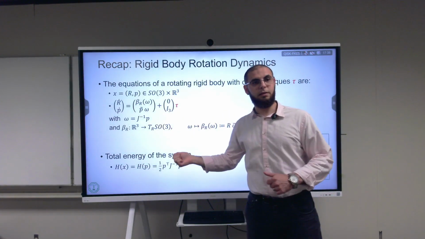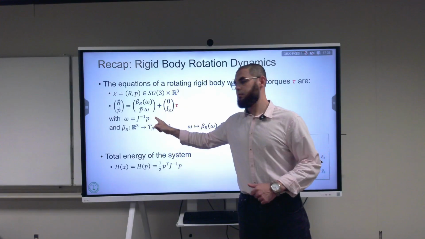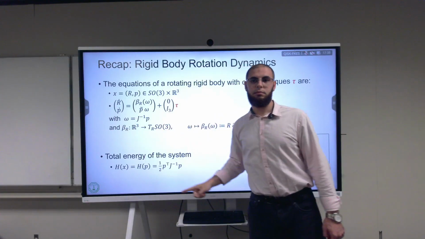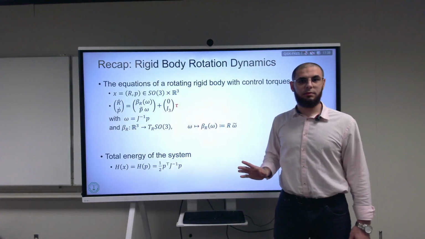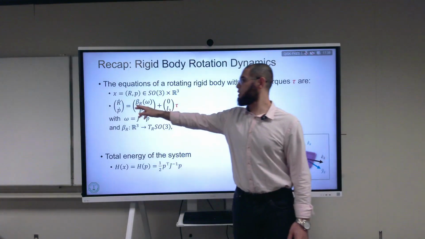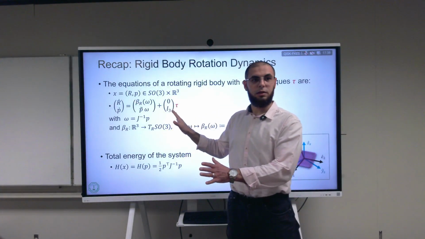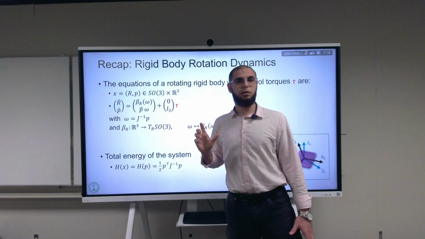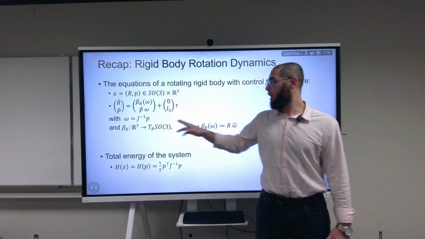Okay. Angular momentum, p. You multiply it by J inverse, you get the omega. The angular momentum. Okay, so yeah, not position. Psi is the position. There's actually no position here. Okay, so p is the angular momentum, omega is the angular velocity. Okay. And they're related by J.